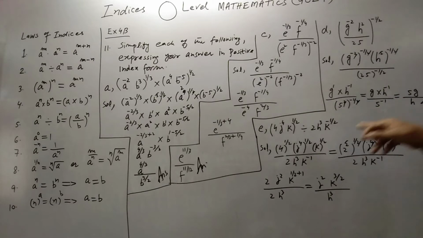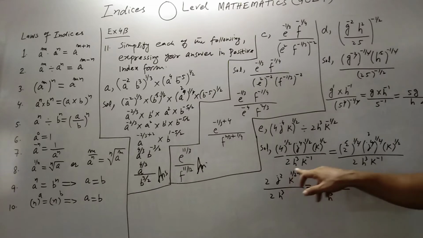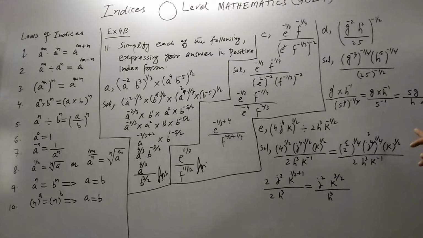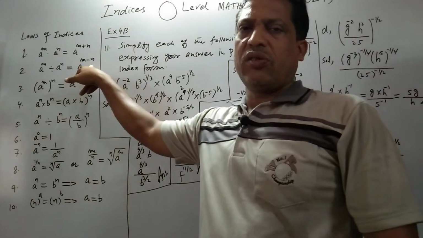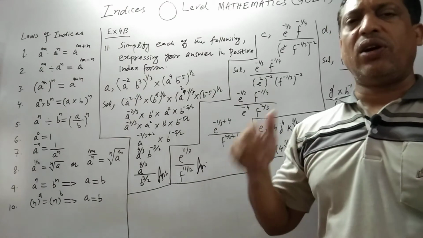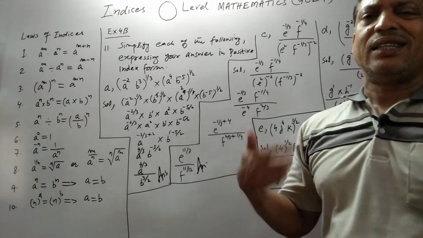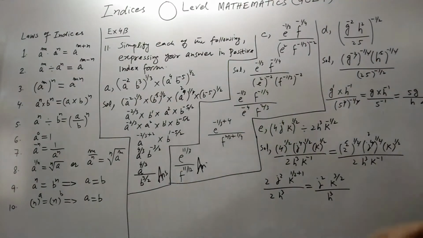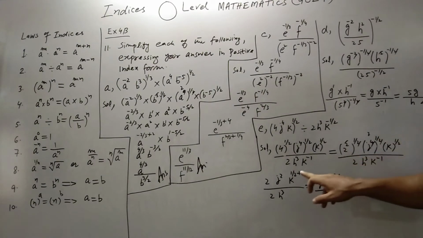Apply law number 7. Move this k minus 1 to this side. It will become k to the power 1 upon 2 plus 1. You can call this law number 7 or law number 2. Law number 2 also says that if we move numerator to denominator or denominator to numerator, the sign must be changed. So this minus 1 becomes plus 1.